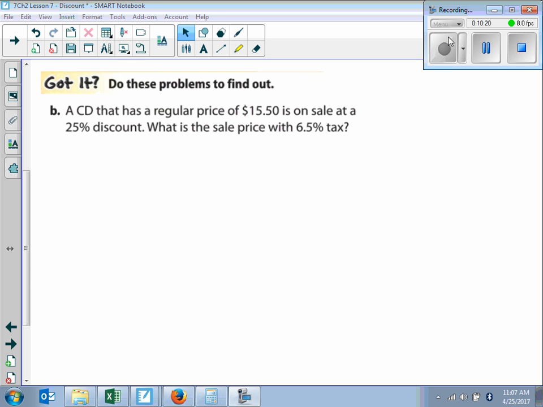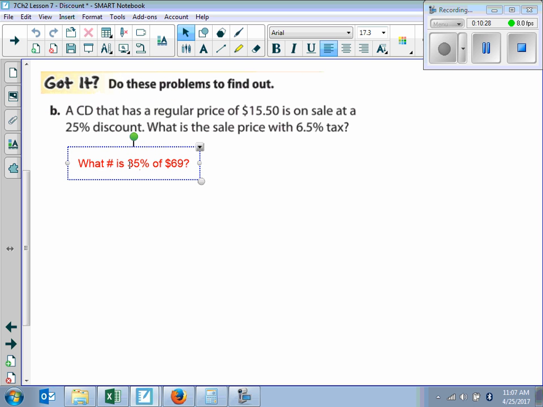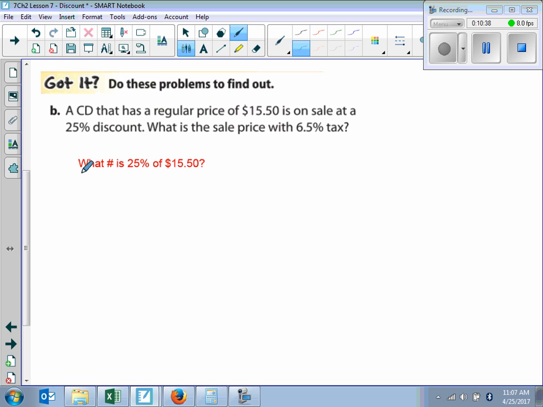So the what number is question that we can come up with here is what number is 25% of the $15.50. So now to find our discount. So the discount is equal to 0.25. Just don't forget, you want to move that decimal 2 places to the left and take away the percent sign. So 0.25 times $15.50.